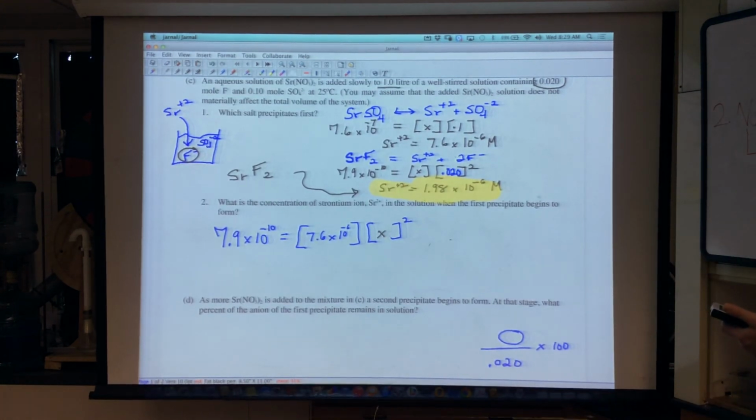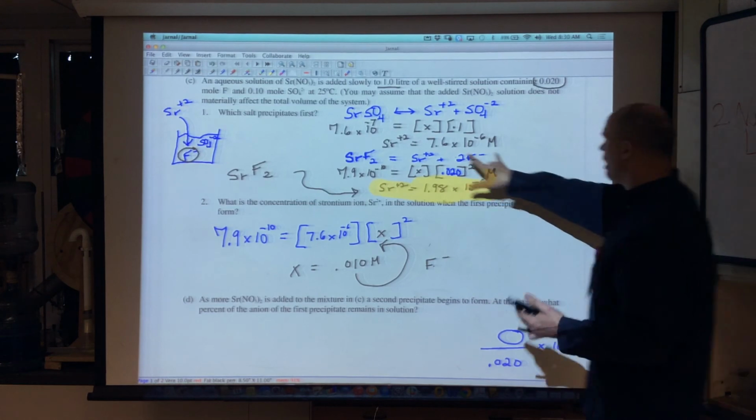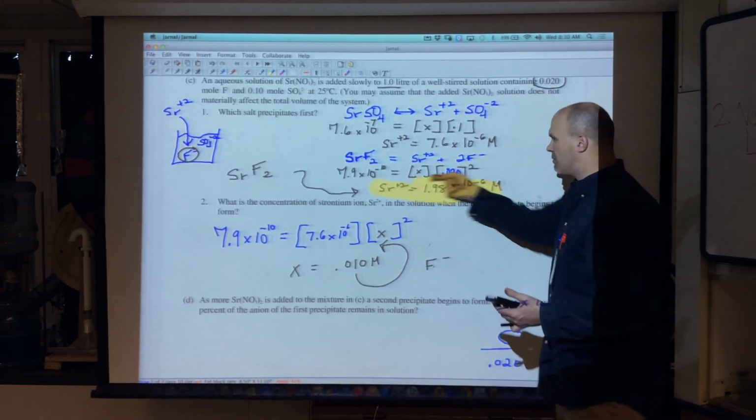So second function, second answer. And I get 0.01. So my x, after I divide by 7.6 and take the square root of both sides, okay, we should have figured that out. I get x is equal to 0.010. That's the molarity of the fluoride ion that is remaining once this number jumps up to that and drives that forward.